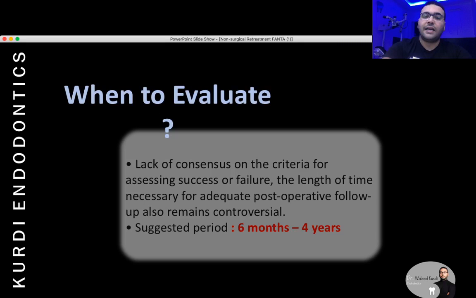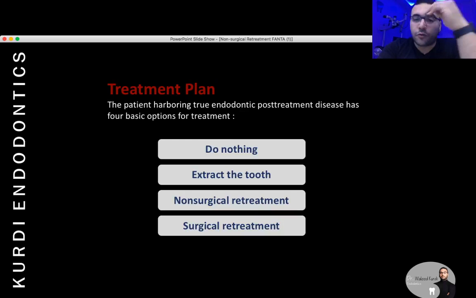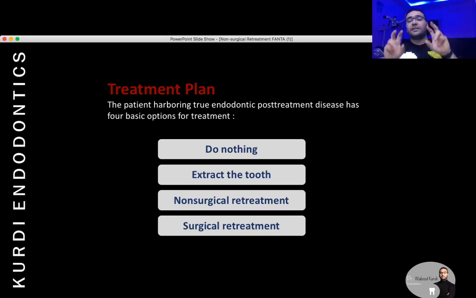When to evaluate? First of all, after 6 months, and then 1 year, 2 years, 3 years, or even up to 4 years to evaluate the success or failure of your treatment or even retreatment. Now, we finished this kind of open-minded discussion about the decision making related to the non-surgical retreatment.